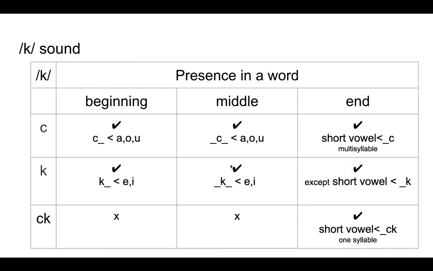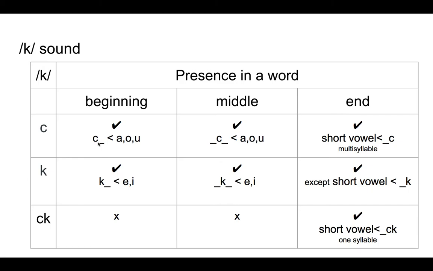So this is the summary of what we have seen in the form of a table. The k sound could be written as the letter C or the letter K or the digraph CK letter combination, and it could be at the beginning of a word, middle of a word, or at the end of a word. The sound k could be written in three different forms. The letter C could be at the beginning, middle, or at the end.